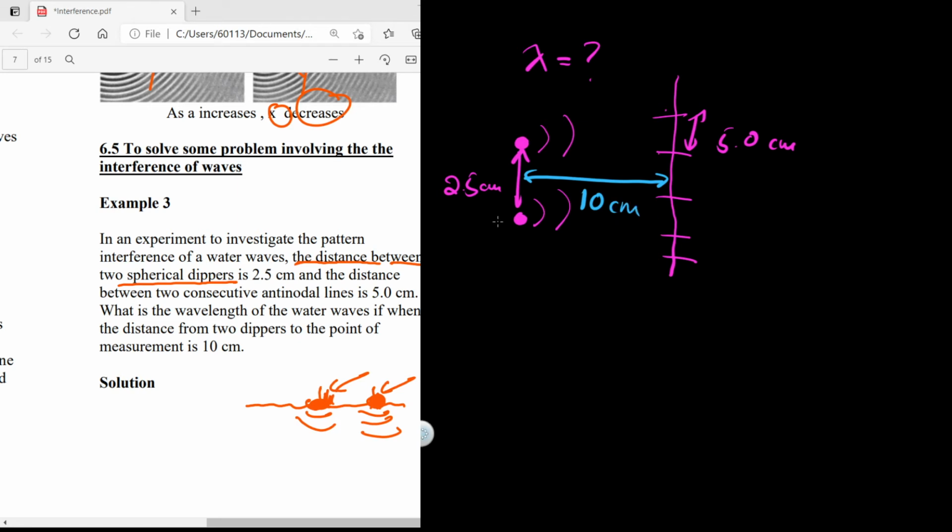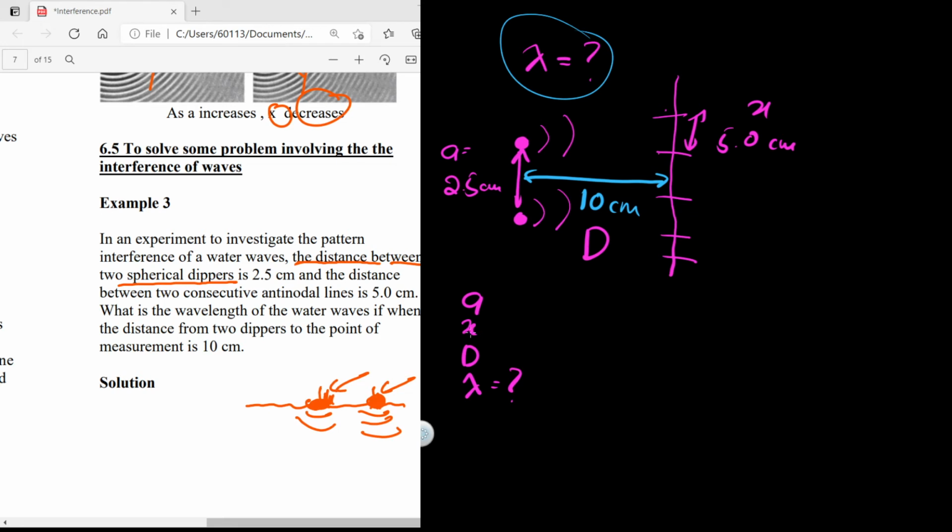So we have the distance between the two sources, the distance between the sources and the detector line, and the distance between the nodal or antinodal lines. We have 3 and we want to find 1, lambda. This one equals A, remember A represents the distance between the two sources. This one is represented by D, and this one is represented by x. So we have a, x, d, and we want to find lambda.